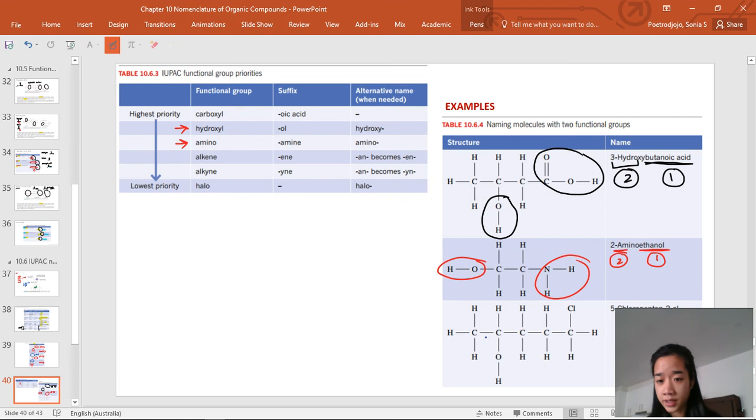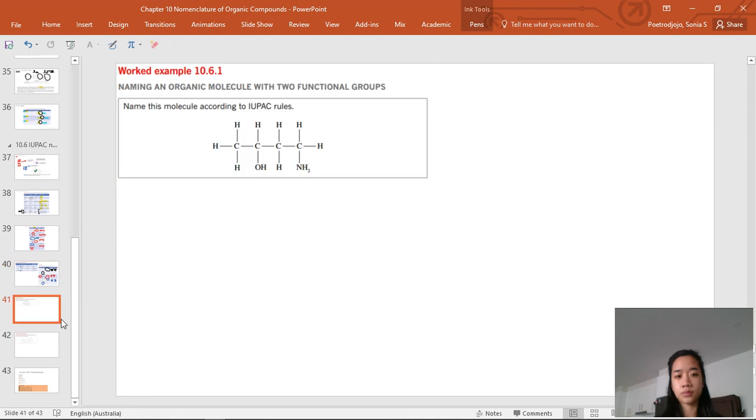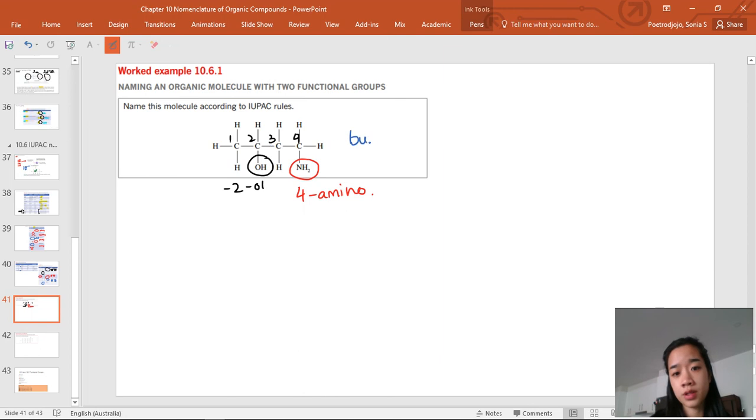Last example, we've got a chloro group and an alcohol group. So a chloro group is a halo group and a hydroxyl group is up here. So hydroxy takes priority, so we can see that ol is the suffix and the chloro is second. The amine group is on the fourth carbon, so it's going to be 4-amino. And we have 1, 2, 3, 4, so it's going to be butane.